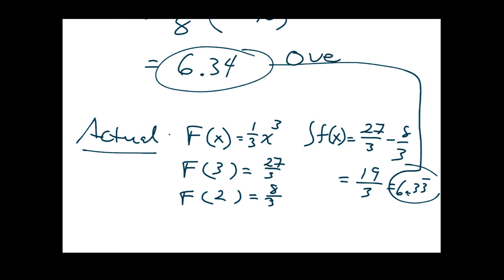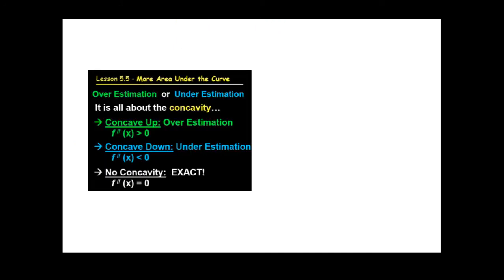Now, it's an overestimation for obvious reasons, but it's also an overestimation because of concavity. Let's think about this a little bit with concavity, if you will. You see, if I have a graph that is concave up, like a happy little parabola, well, anytime I draw trapezoids in a graph that's concave up, my trapezoids are going to be a little bit too big. So we always end up with an overestimation for concave up.